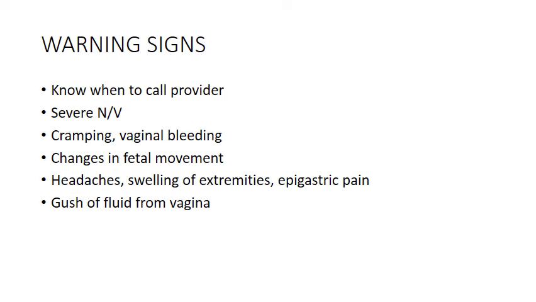So, warning signs. When should they call a provider? When they have severe nausea and vomiting and are unable to retain any fluids. Some nausea and vomiting is easy. It's solved by saltine crackers, some people say. Some people say ginger cookies. Some people say ginger. But some nausea and vomiting may be normal. Cramping, they need to come in if it's not relieved with rest or if they're having any vaginal bleeding. Fetal movement pattern changes. The moms get to know their baby's movement patterns.